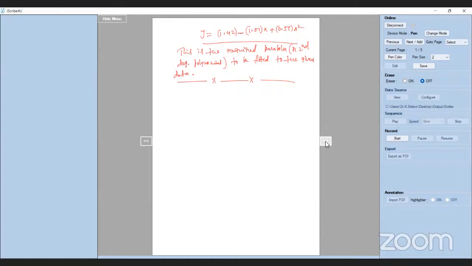Small doubt. Madam, shall I allow the calculator in the examination? Yeah, definitely for numerical methods, ma'am. Okay, madam. Thank you.